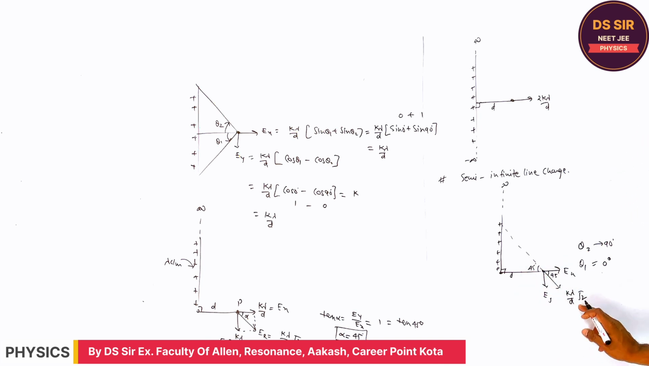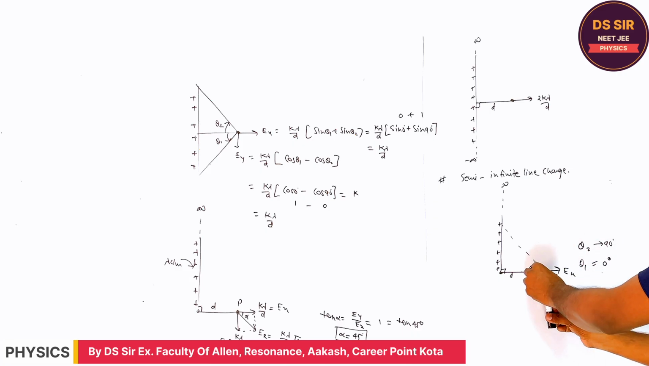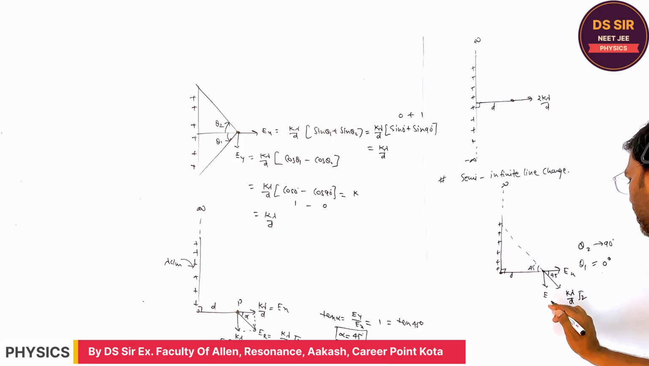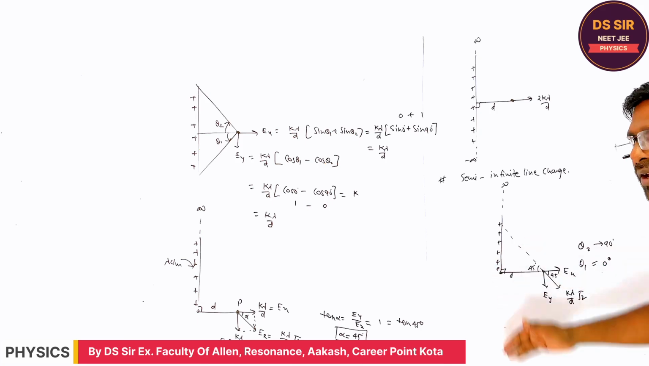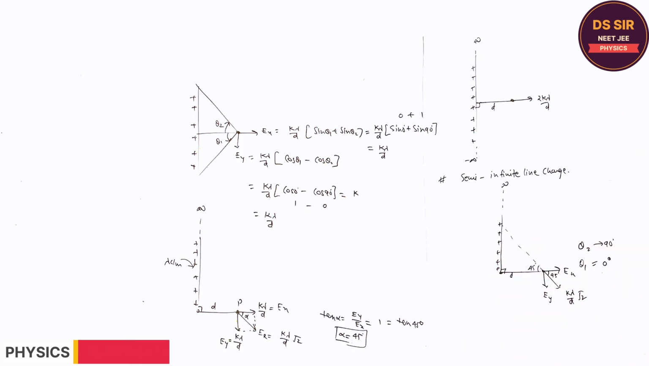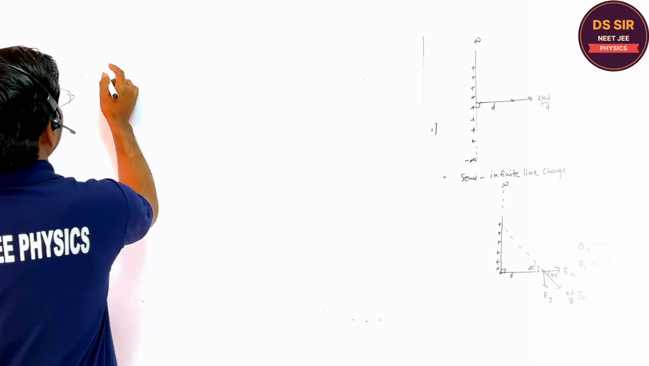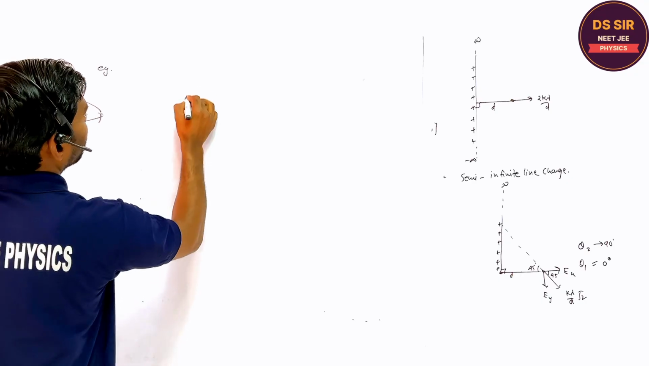So you must remember this. K lambda upon d root 2 in this direction. This is the k lambda upon d, and this is the k lambda upon d. The Ex and Ey components are both equal for the semi-infinite line charge. Copy this. So let's do one more important problem.